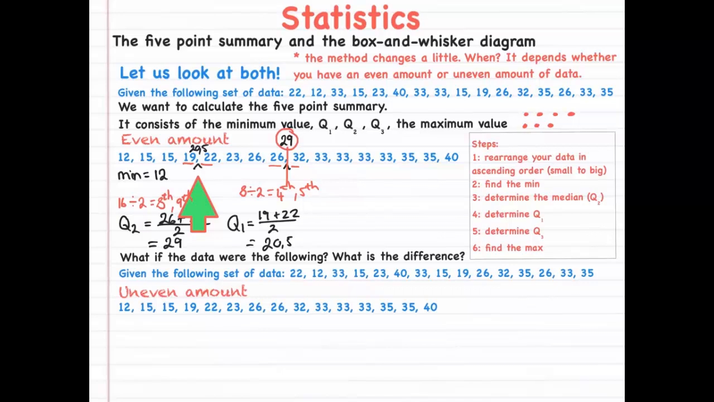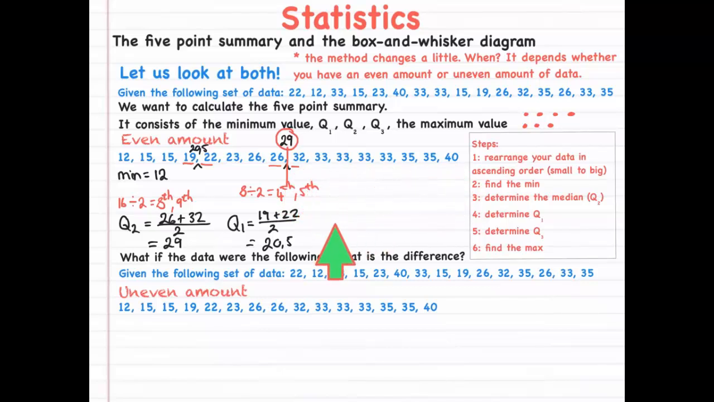Got it? Now, same thing for our upper quartile, Q3. That means it's in the middle of our last half. Now, again, the median never forms part of our last half. That's why it doesn't include the 29. It separates the middle, so it's from the 32 all the way to 40. And again, that's 1, 2, 3, 4, 5, 6, 7, 8.